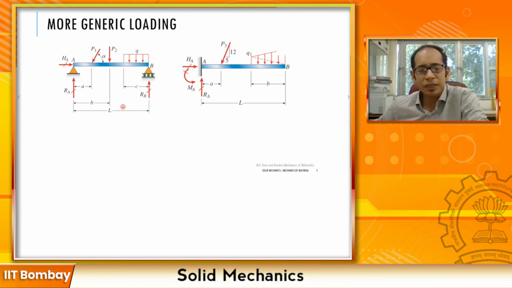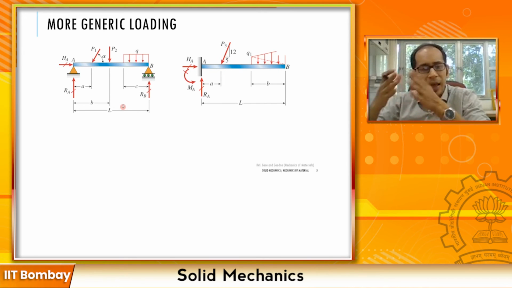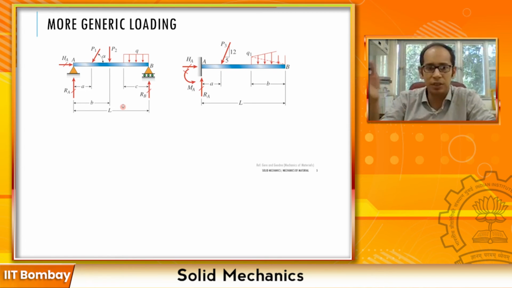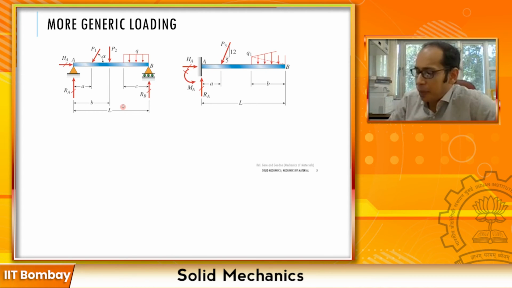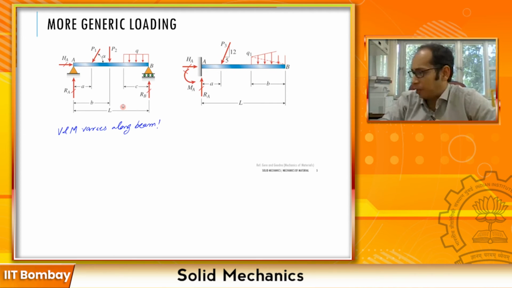So for these kinds of configurations, V as well as M is going to vary along the length of the structure. So it's not constant anymore. Neither is V constant nor is M constant. They depend upon the loading and the structure. So maybe we make a general note of it: V and M vary along the beam. It depends upon the nature of the loading and the type of structure that you have over here.